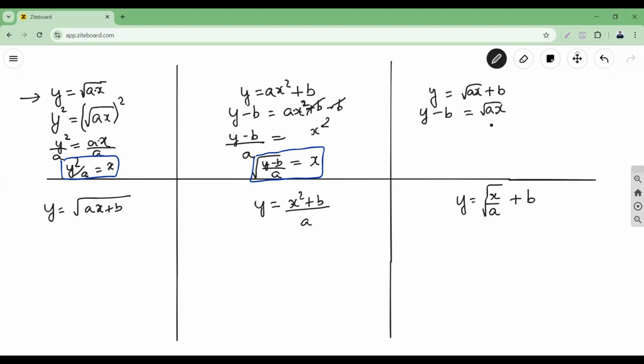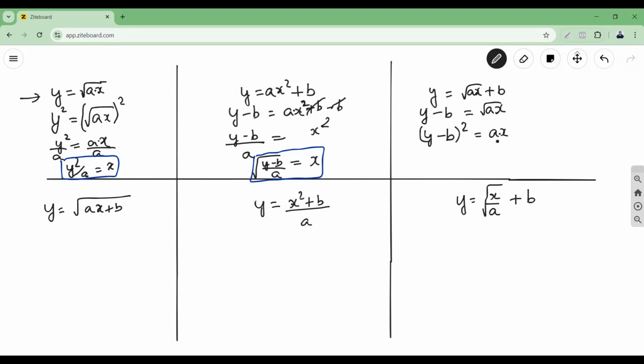The next outermost operation here is root. So I'm going to use the opposite operation, that is square. Now if you see, I'm squaring the entire y minus b, because when you're doing it, it should be done for the entire left side, entire right side. The square root and the square get nullified with each other.